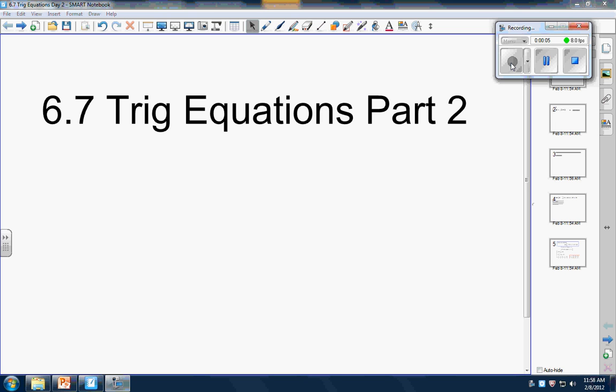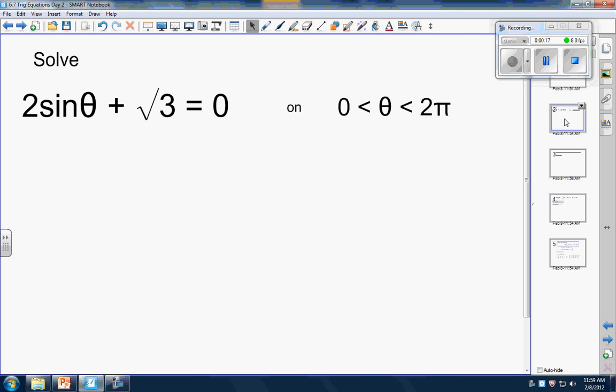So now we're going to look at trig equations again, but we're going to look at more complicated stuff using solving strategies you guys have been using for years. But now that we have an idea of it, we can look at some different equations. So first thing would be something like this. Okay, so 2 sine theta plus the square root of 3 equals 0.